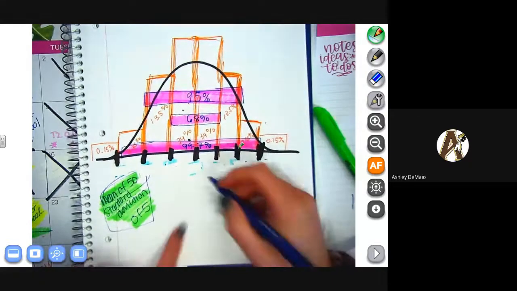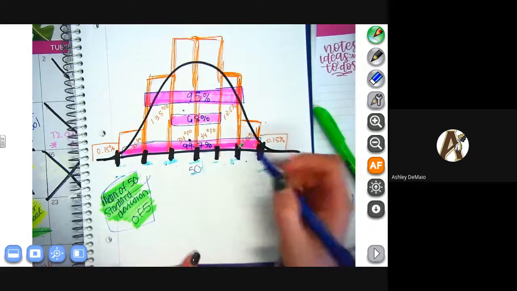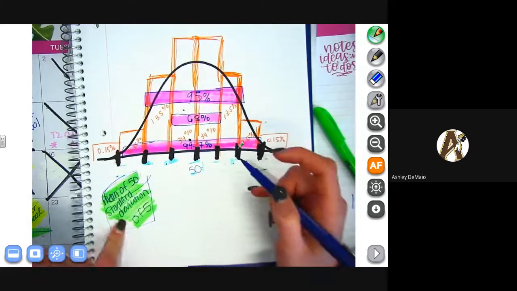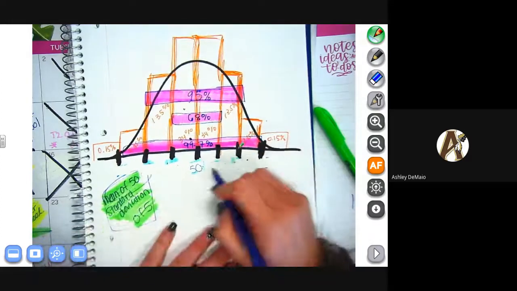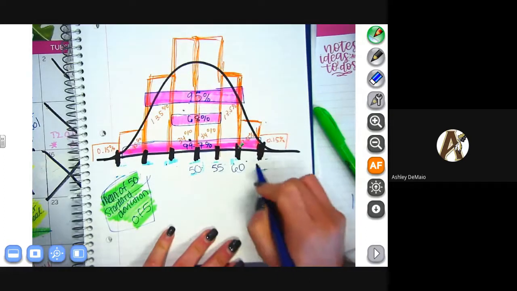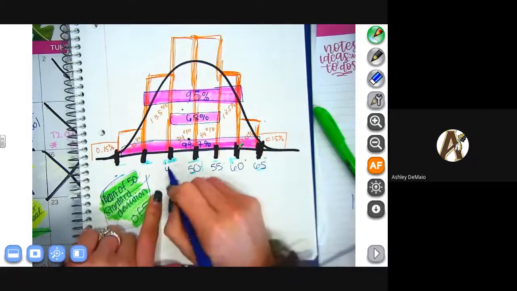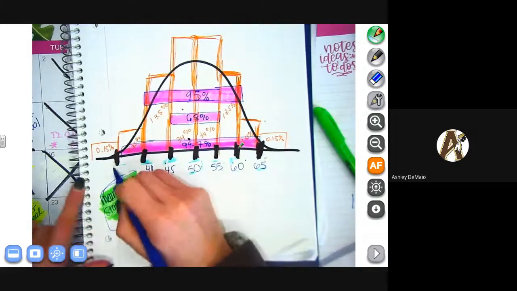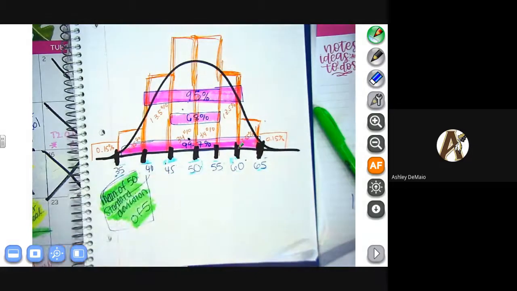So we know our mean always goes in the middle. So our mean was 50. And then standard deviation tells us it goes either up or down by 5 each time. So 50, 55, 60, 65, and 50, 45, 40, 35. Okay. And now what we're going to do is read the options that we have.